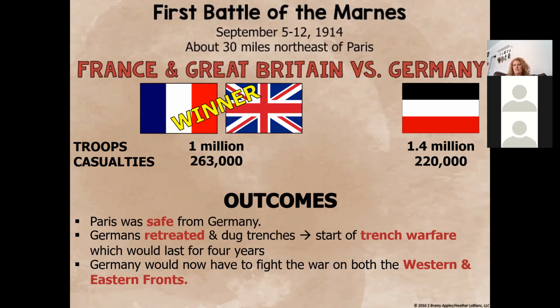And again, this is one of the reasons that the death count was so high: the living conditions the men were forced to live in and the lack of sanitation and medical care when they were injured. Germany would now have to fight the war on both fronts. So their force is now divided. They were not able to complete the Schlieffen plan of going west, finishing, going east, and conquering.